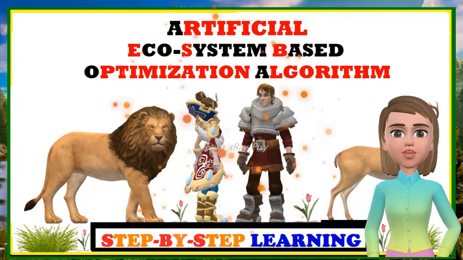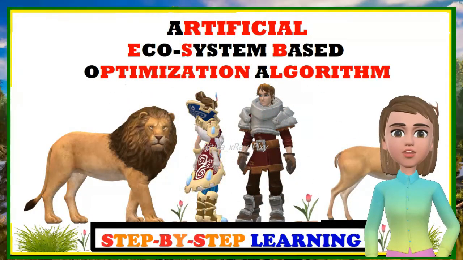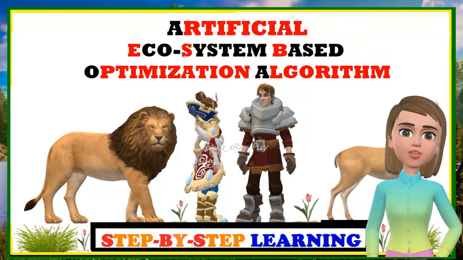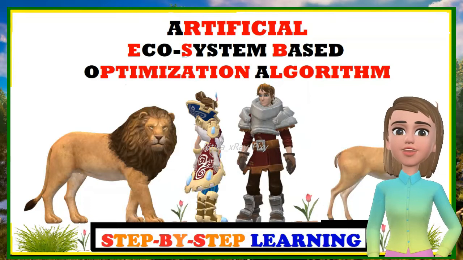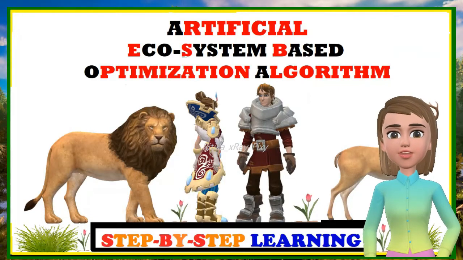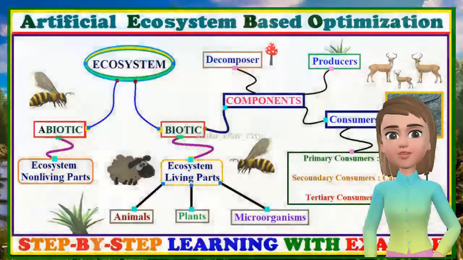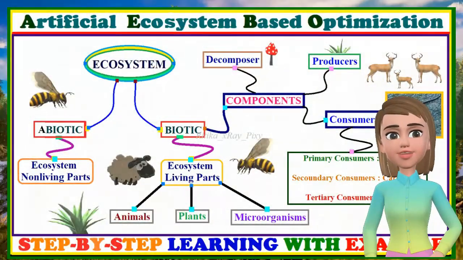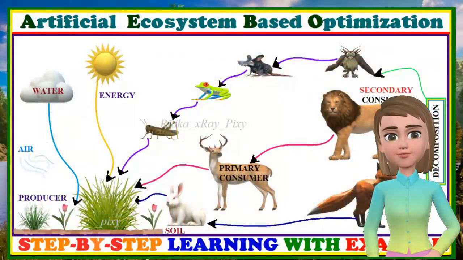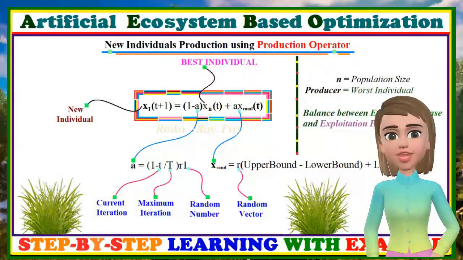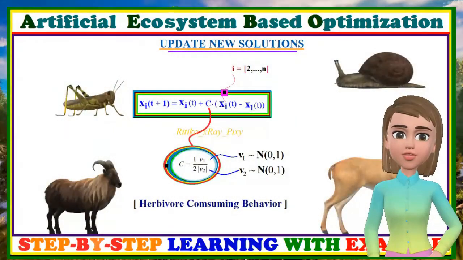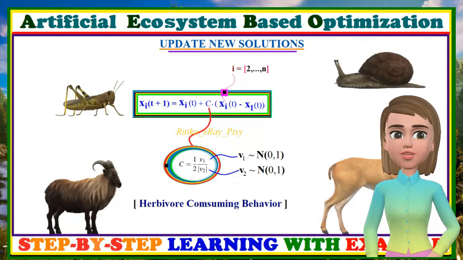This video is based on the artificial ecosystem based optimization algorithm. This algorithm mimics the different behaviors of living organisms such as production, consumption, and decomposition. In this video, we will try to understand what this algorithm is all about, how it is working step by step, various steps used in this algorithm, and mathematical models to update agent's position in the search space.